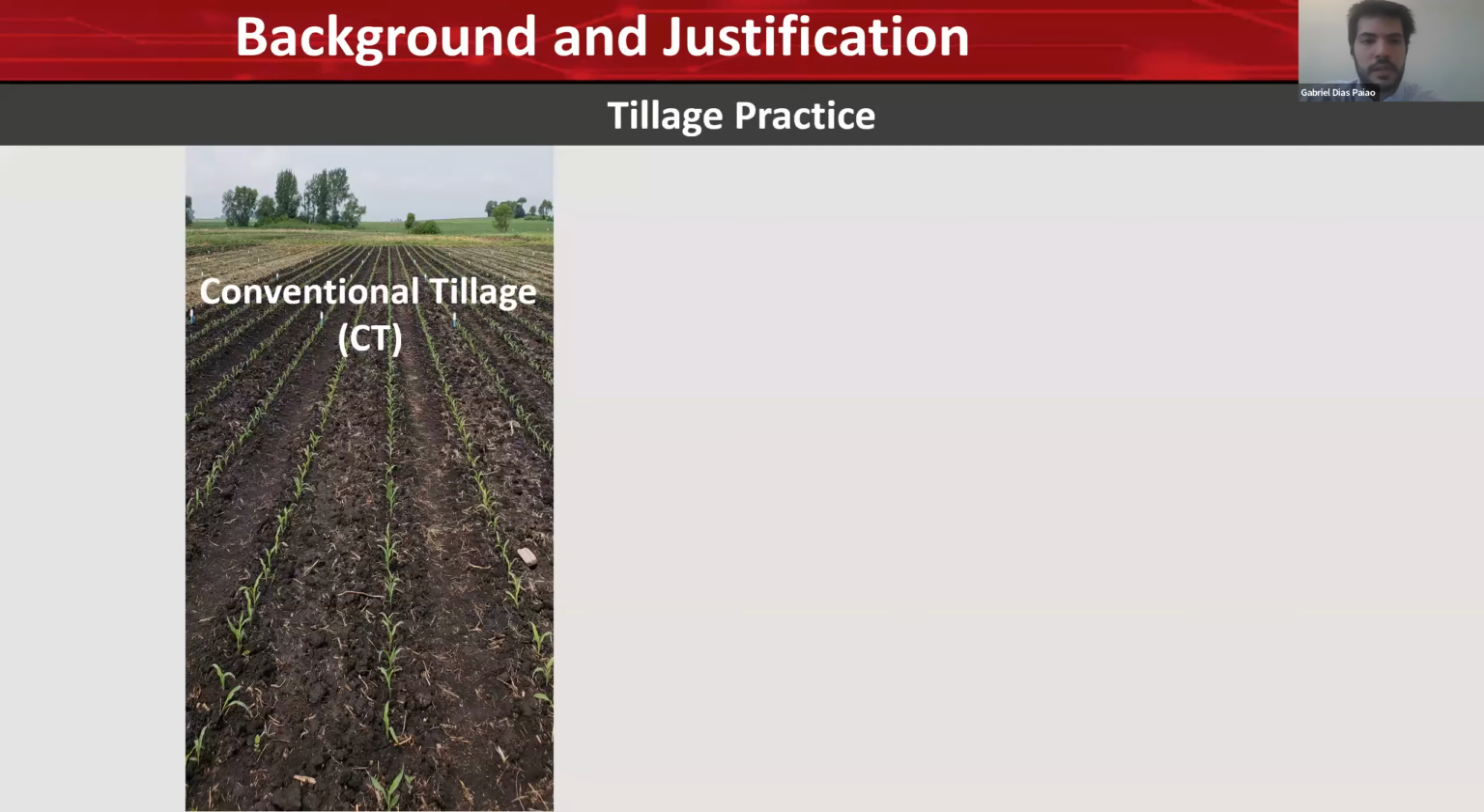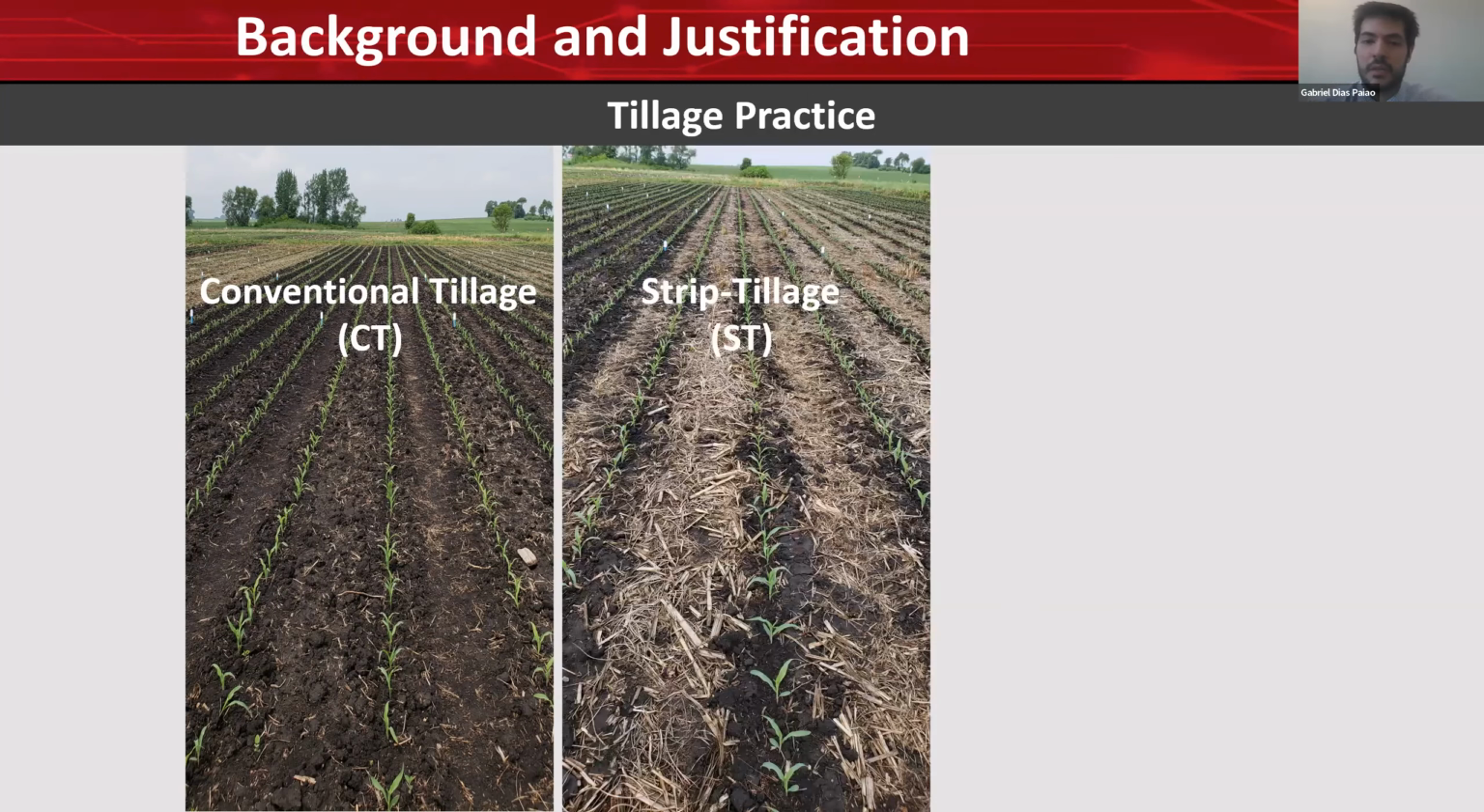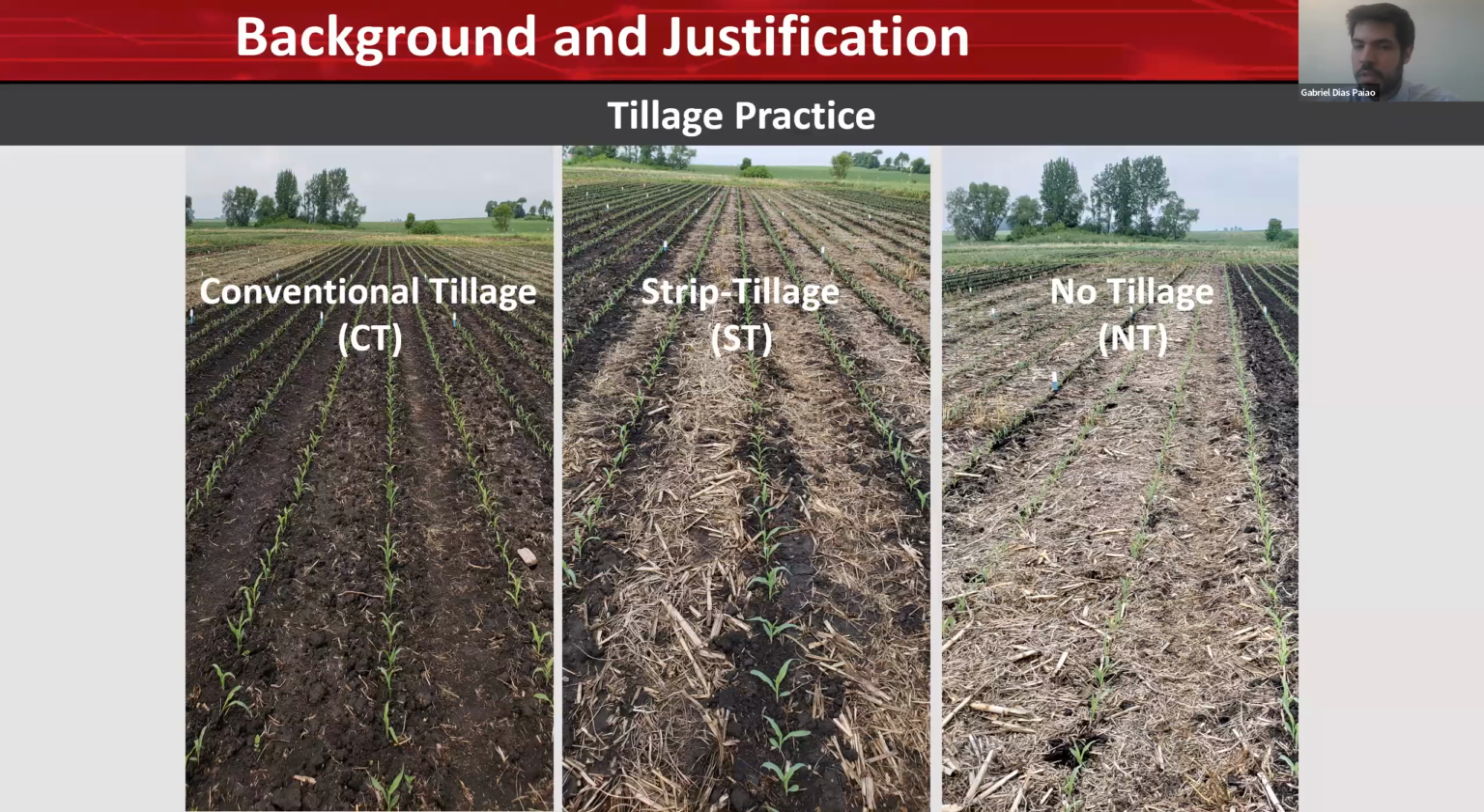Another very common practice for corn production in Minnesota is to incorporate the crop residue into the soil. And that allows the soil to warm up and to dry out faster during the spring. But with climate change and spring conditions becoming increasingly warmer, there is also interest in the implementation of conservation tillage practices like strip-tillage and no-tillage for crop production.